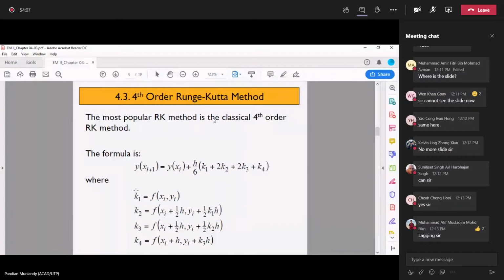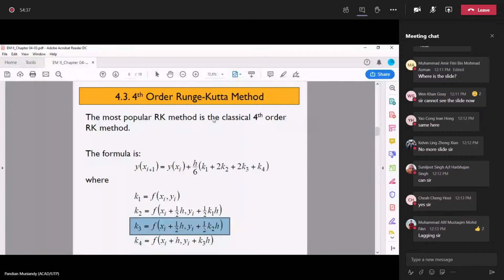You learned how to calculate the yi plus half K1h. K2, after you found K2, you move on to K3. K3 is f of xi plus half h. This is the same, but the yi plus half K2h. This one is K2, class. So this K2 you must calculate from here. This one goes inside here.